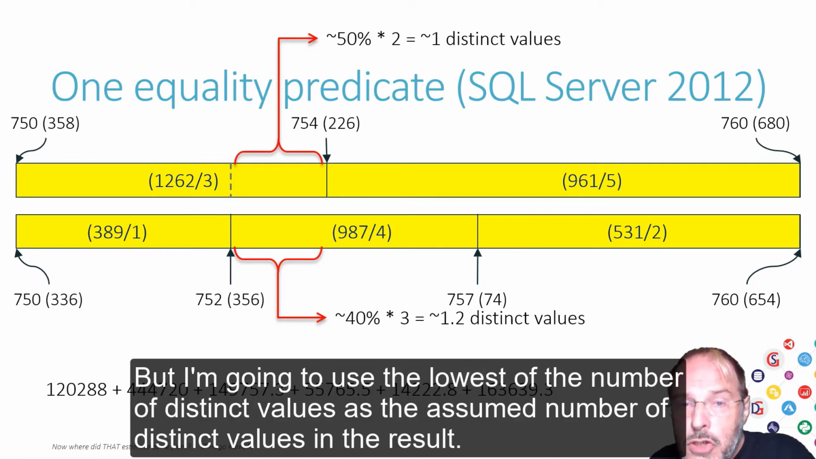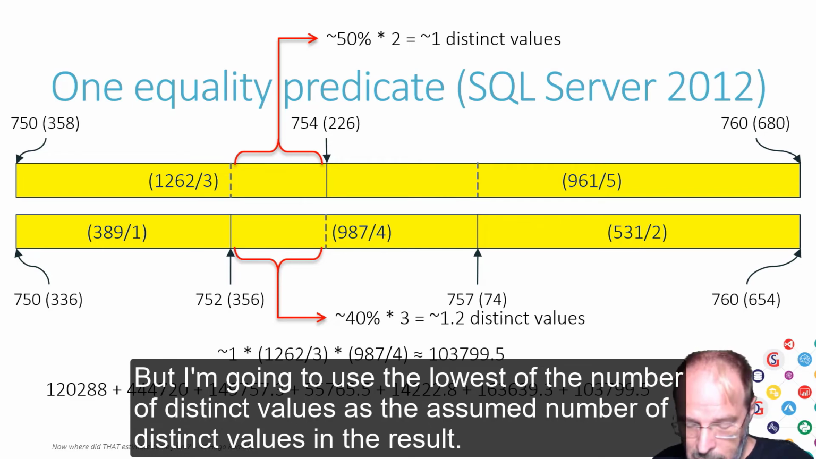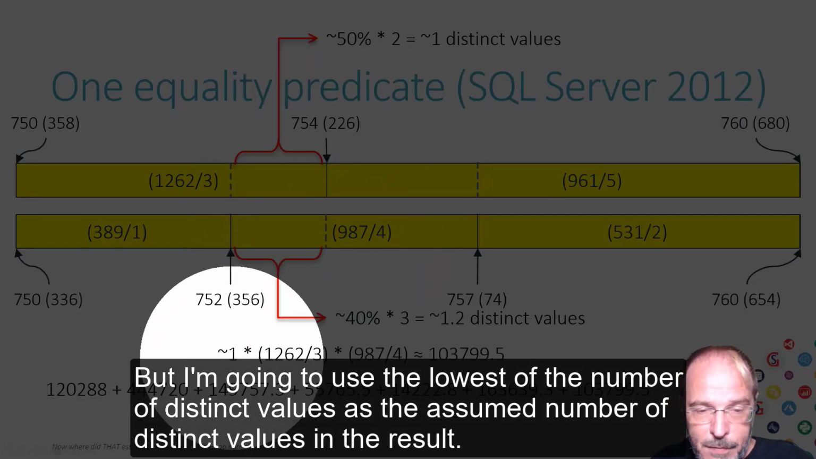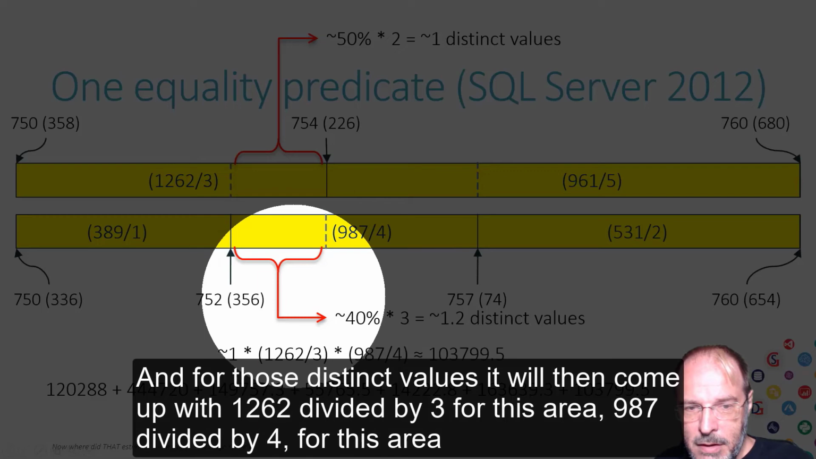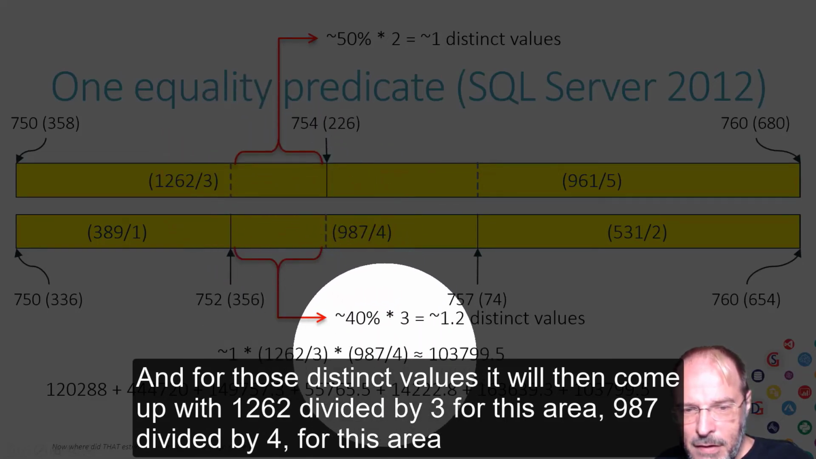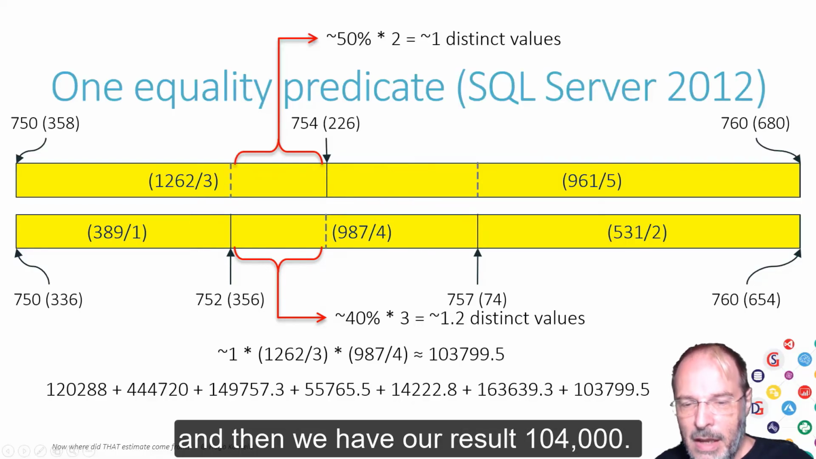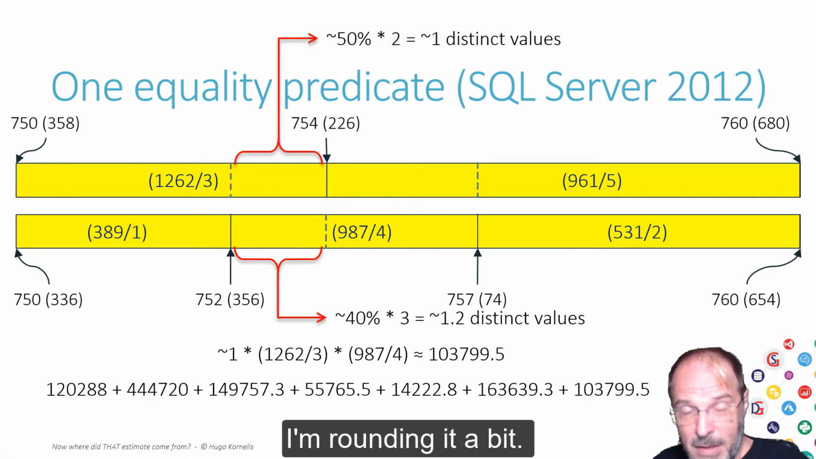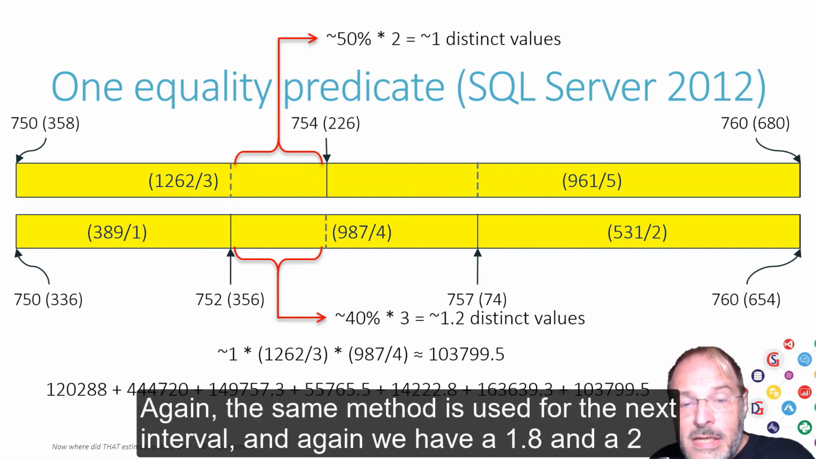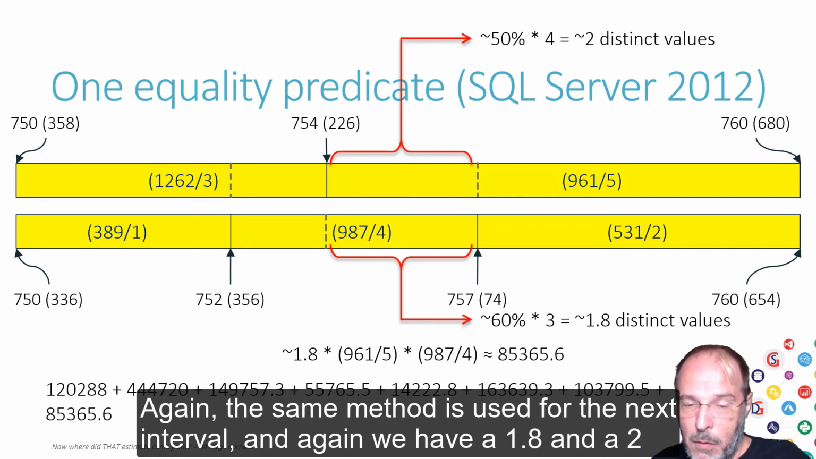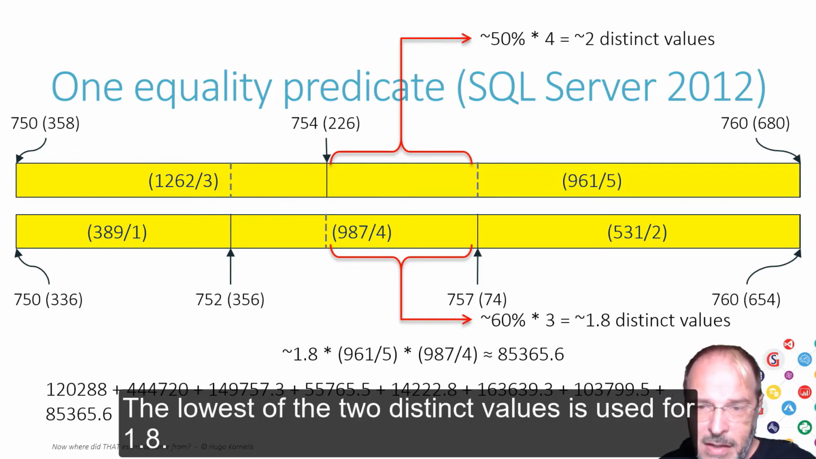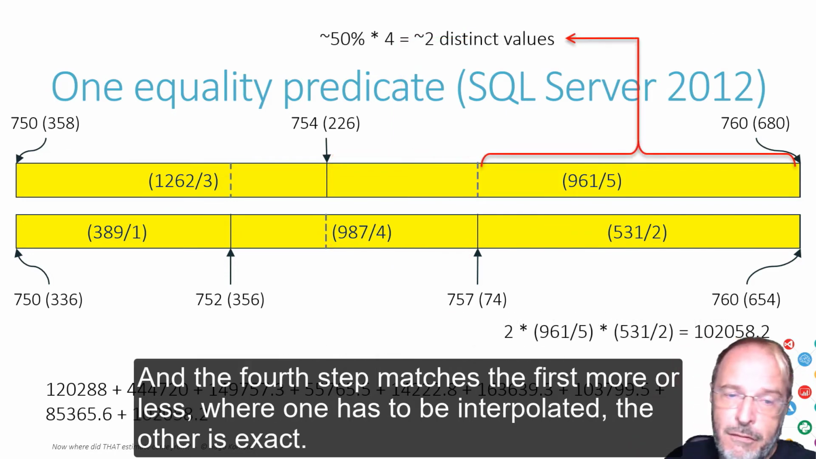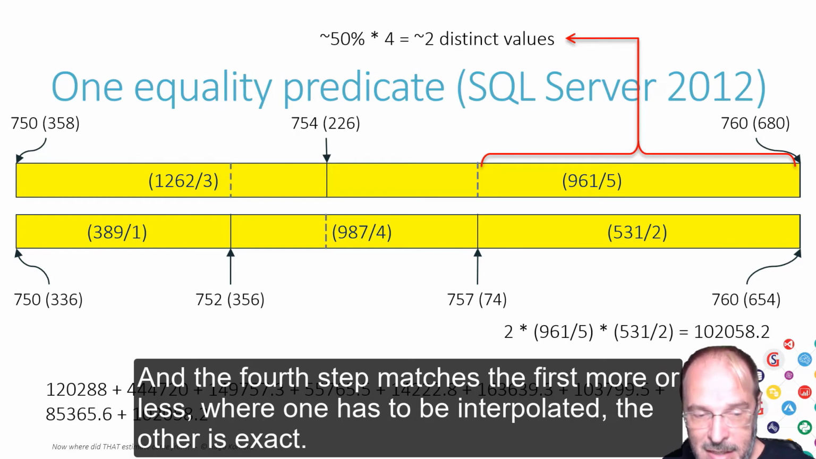But I'm going to use the lowest of the number of distinct values as the assumed number of distinct values in the result. And for those distinct values, it will then come up with 1262 divided by 3 for this area, 987 divided by 4 for this area, and then we have our result, 104,000. I'm rounding it a bit. Again, the same method is used for the next interval, and again we have a 1.8 and a 2 in my approximation of how the cardinality estimator will approximate things. The lowest of the 2 distinct values is used for 1.8, and the fourth step matches the first more or less, where one has to be interpolated, the other is exact.